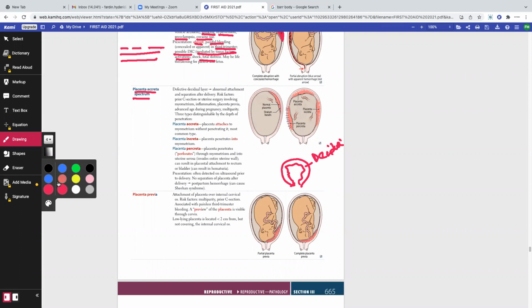So during the development of the decidua, when the endometrium gets swollen up, if there is a defect in the decidual formation, when the placenta gets attached to the uterine wall, can it get directly attached to the uterine myometrium? Yes or no? The answer is yes. So in that case, can we have a placenta accreta or a placenta problem? Yes or no? The answer is yes. So a defective decidual layer will result in abnormal attachment and separation of the placenta.